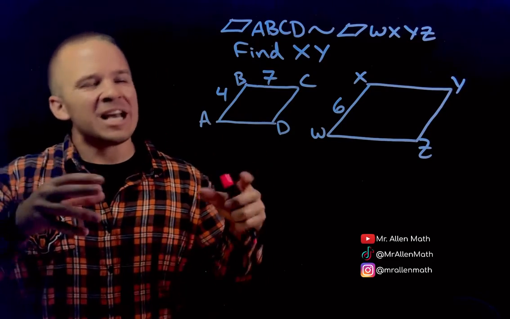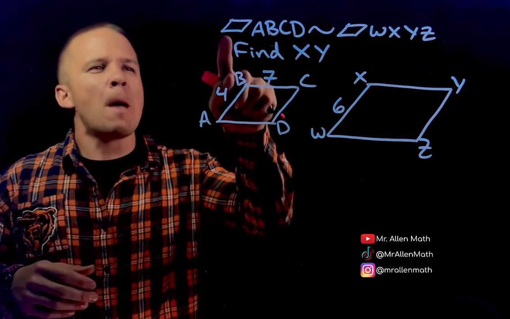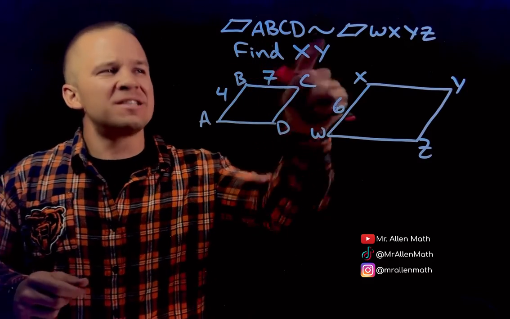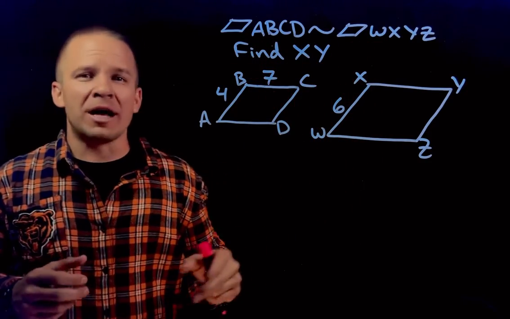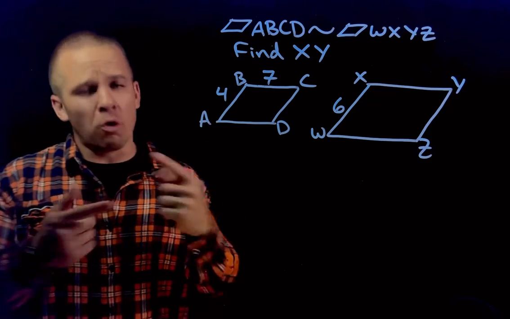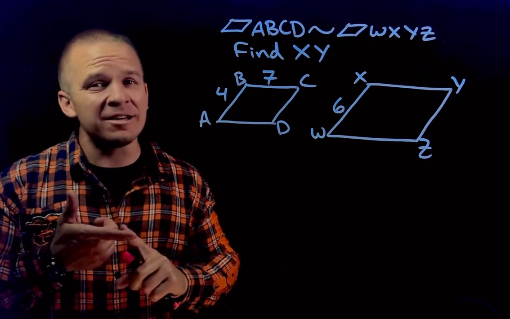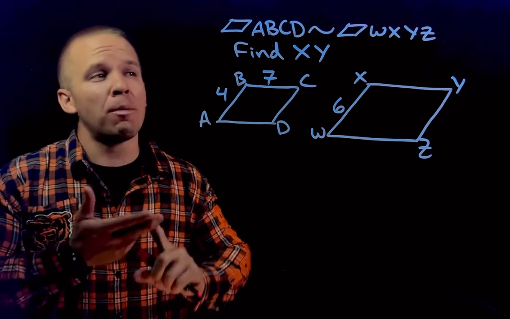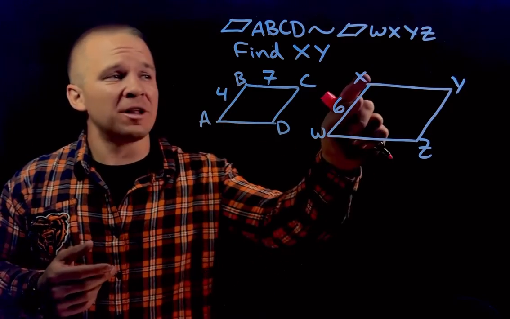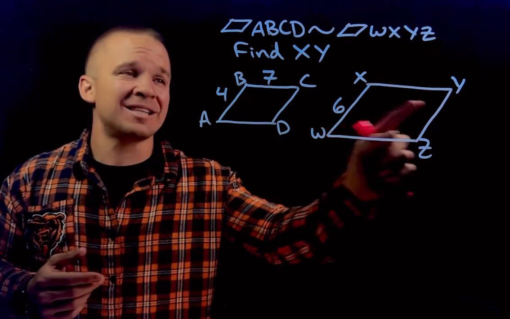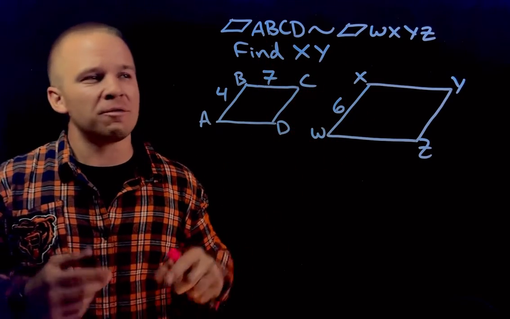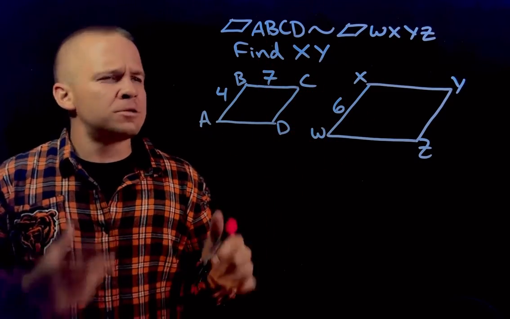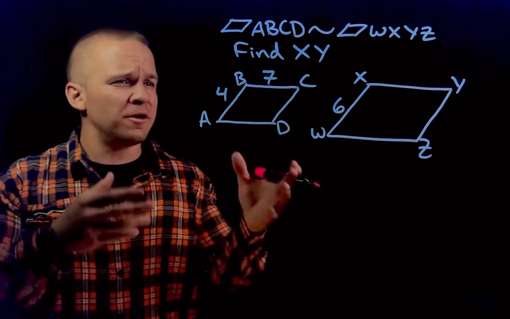We got ourselves a nice set of two similar figures here. We have parallelogram ABCD is similar to parallelogram WXYZ. All right, so if they are similar, that means our corresponding angles are congruent and our corresponding sides are proportional. This problem asks me for the length XY, the length of that side. That's what XY means without that little segment notation over the top of it. I want that length. So can I use what I have here to figure this out?